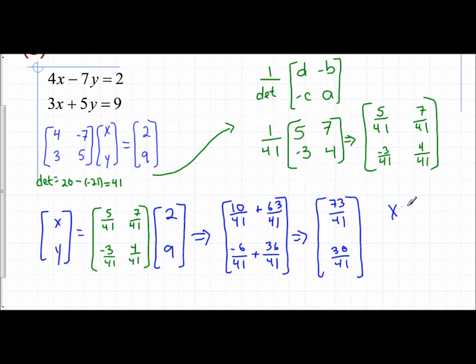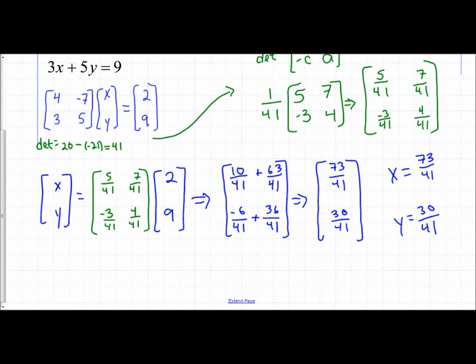And so x is 73 over 41. Y is 30 over 41. And our final answer is to be written as an ordered pair. So the coordinate of intersection of this system is 73 over 41, comma, 30 over 41.